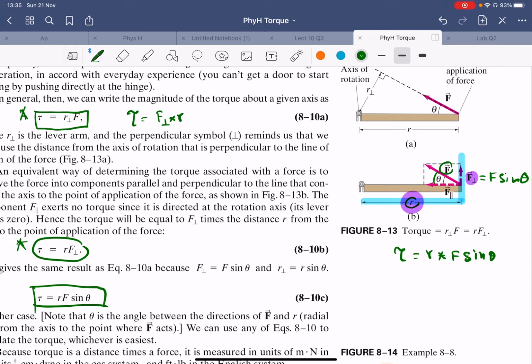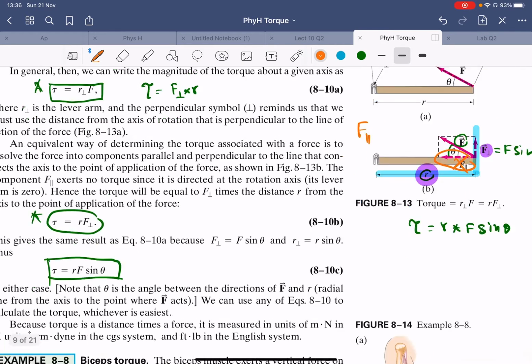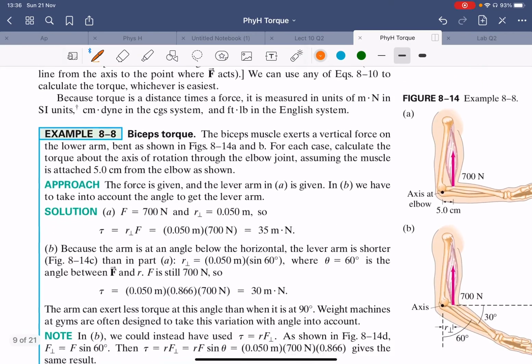This F here is useless, the parallel F. When you say F double dash, it's a parallel F. So we don't use this one. Okay, all right, let's see an example here.